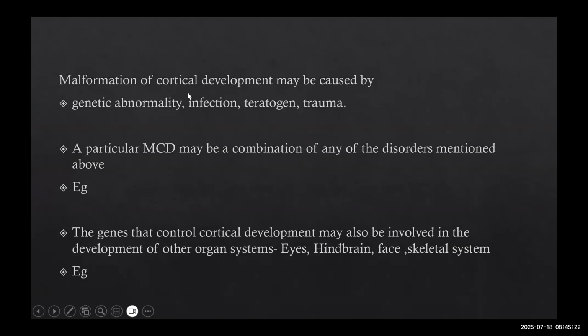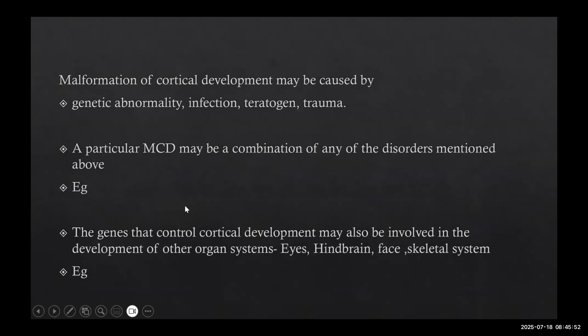So now, malformation of cortical development may be caused by genetic abnormality, infections, teratogens, or trauma. A particular MCD may be a combination of any of these disorders. For example, if there is a disorder of migration and organization, the most common combination is periventricular heterotopia and polymicrogyria. This is a common combination, and we have a case of that, which I'll be showing later.